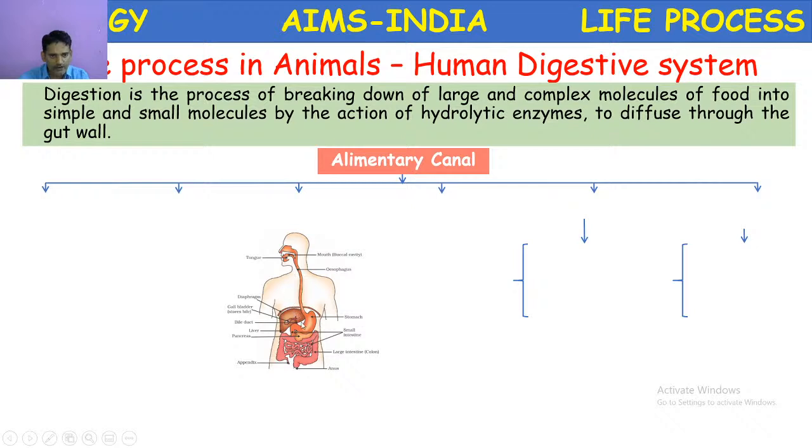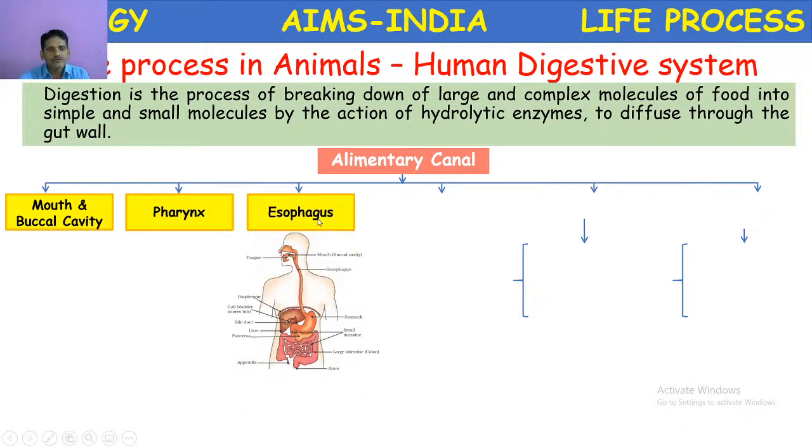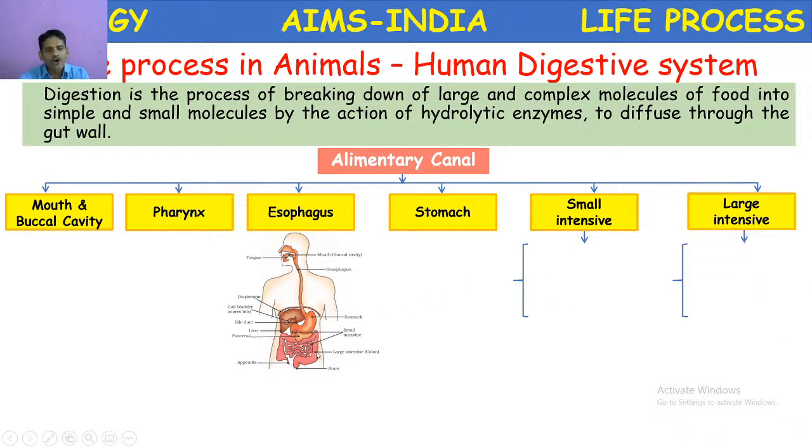So this is the alimentary canal. Let us see it part by part. Mouth and oral cavity, or buccal cavity. Next, pharynx. Next, esophagus, a long tube-like structure. It is also called the food pipe. Next, stomach. Small intestine, it is divided into three parts. And large intestine, it is also divided into three parts.